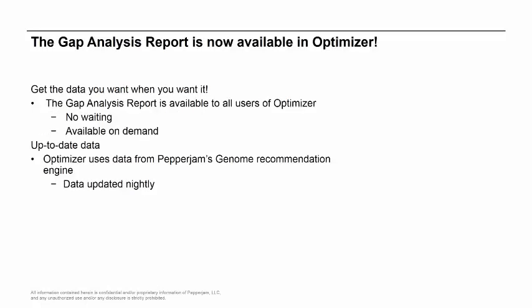Before, this report could only be run manually by someone internally at Pepperjam, but that's no longer the case. The report's now available to everyone within Optimizer. It's ready whenever you want it, with up-to-date data driven by Pepperjam's genome recommendation engine. And plus, this data is updated nightly, so you always have an accurate list of the top performers at your fingertips.